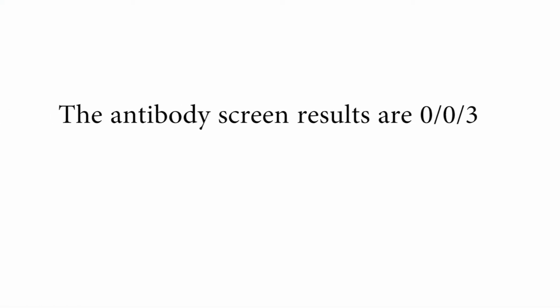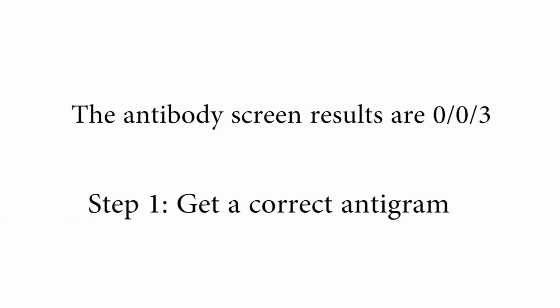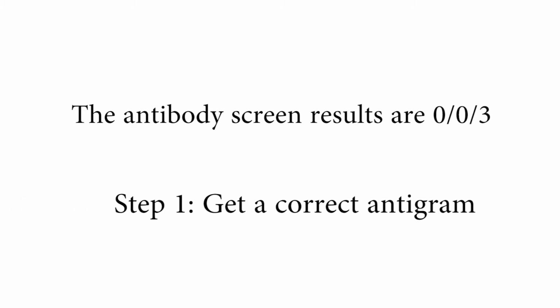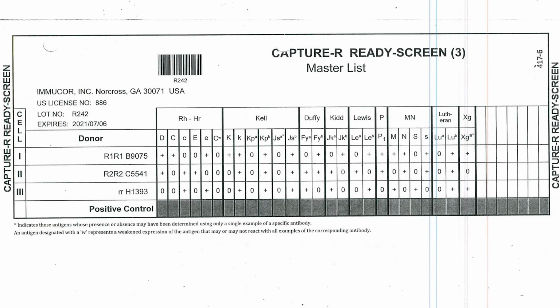The antibody screen result for our patient today is 003. Step 1. Get the correct antigram. Making sure that you are using the correct antigram. Using the wrong antigram will lead to the wrong identification. Once you have verified that you have the right antigram, you then record your results as you are reading the reaction.